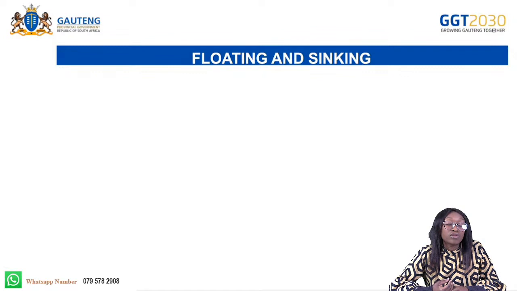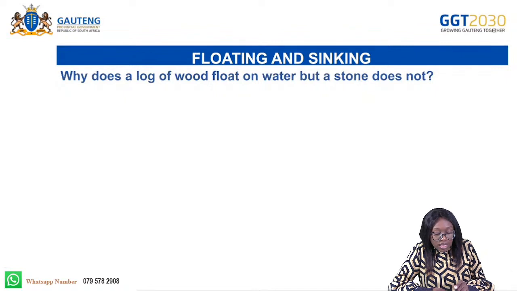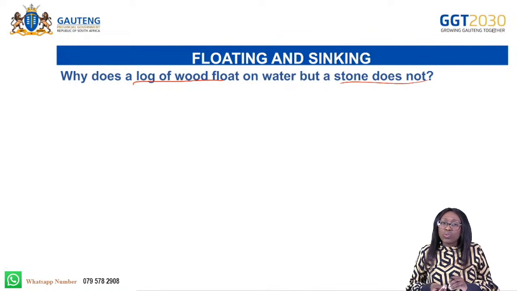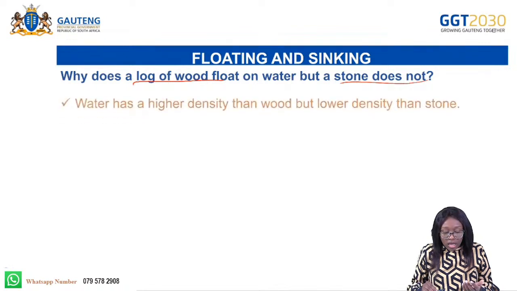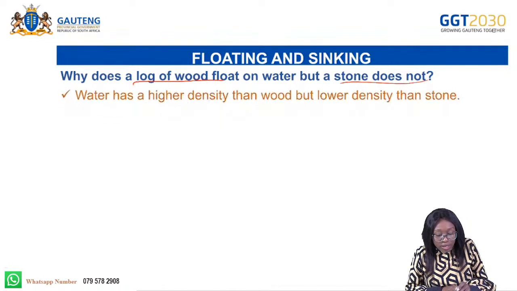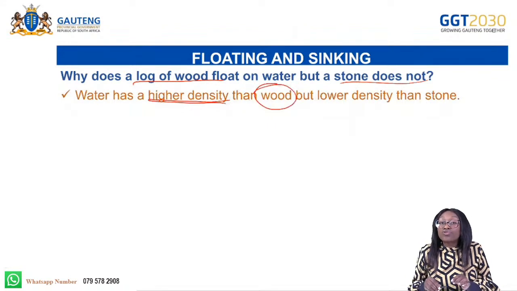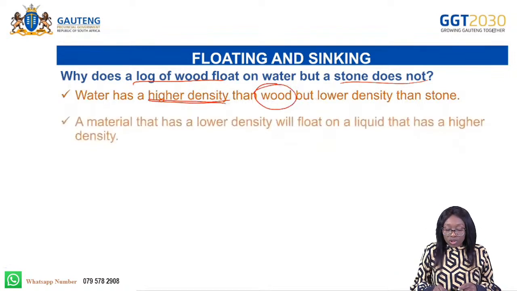Now let's learn about floating and sinking. Have you ever asked yourself, why does a log of wood float on water? But if you take a stone and throw it into the water, it sinks. Why is it so? This is because water has a higher density than wood, so the wood is going to float on the water. The stone has a higher density than the water, so the stone is going to sink.